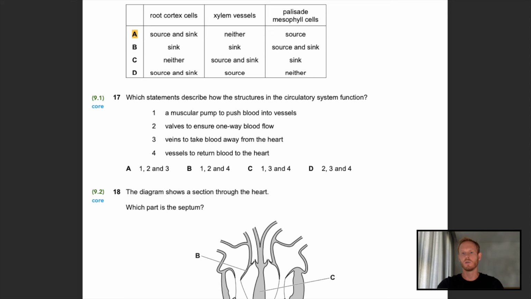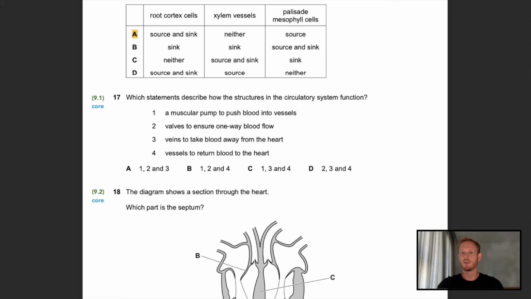Question 17. Which statements describe how the structures in the circulatory system function? So the first statement is a muscular pump to push blood into vessels, so that one is correct. The heart is the muscular pump. The second is valves to ensure one-way flow of blood. That one's also correct. Veins and the heart itself contain valves which prevent backflow.